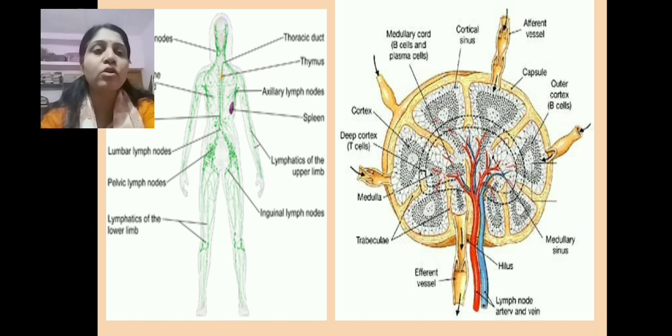Again, there are also arteries and veins which enter the lymph node near the efferent vessels. So there are many routes for the entry of the lymph within the lymph node, but after filtering, only a single vessel is present for removal from the lymph node, which is called the efferent vessel. So this is the structure of the lymph node.